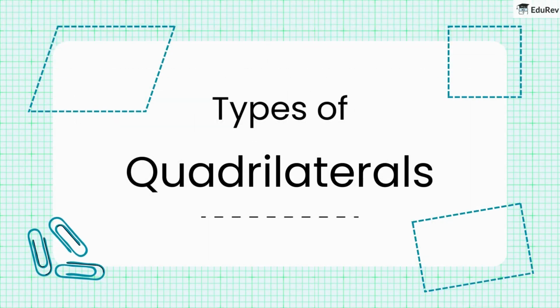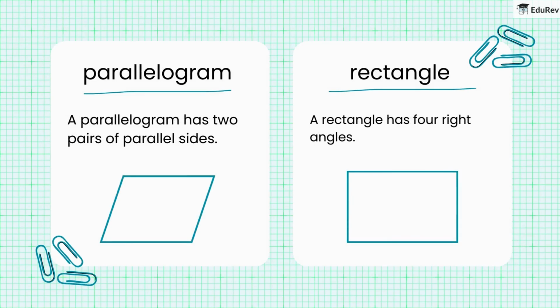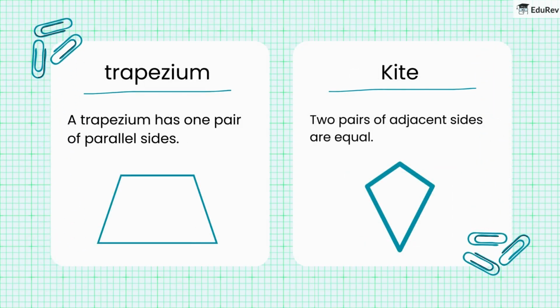There are different kinds of quadrilaterals. According to the need, we use them. Let us look at these one by one. A square has four equal sides and four right angles. A rhombus has four equal sides. A parallelogram has two pairs of parallel sides. A rectangle has four right angles. Two pairs of adjacent sides are equal. A trapezium has one pair of parallel sides.